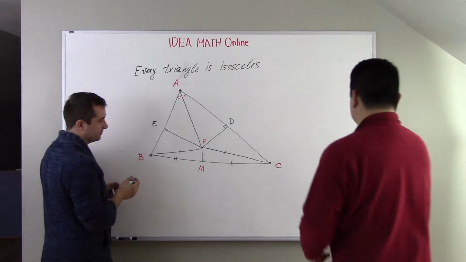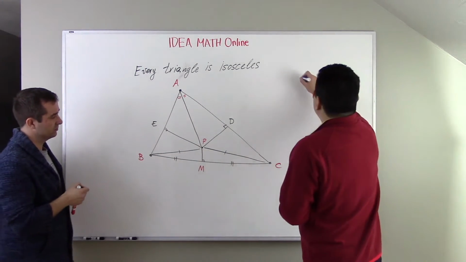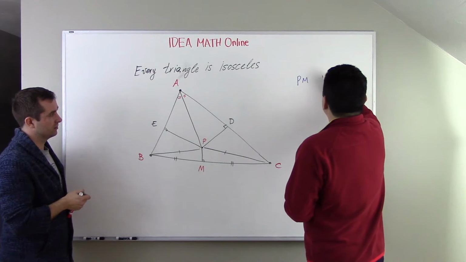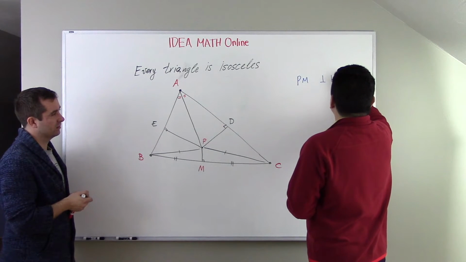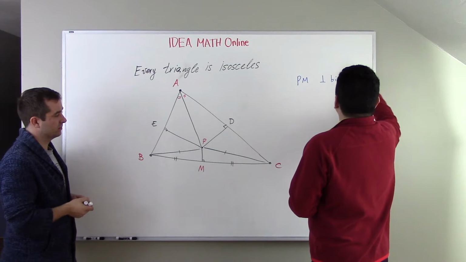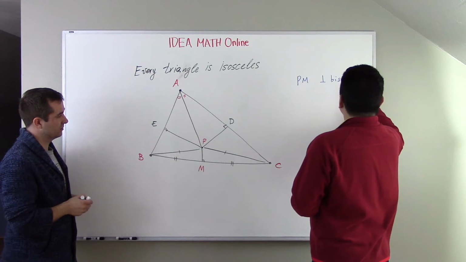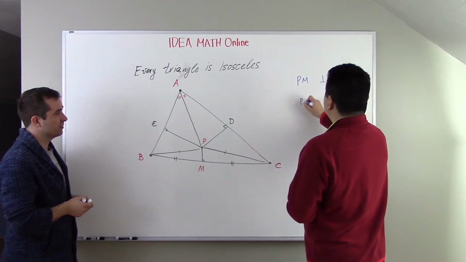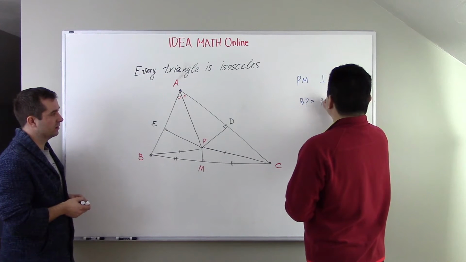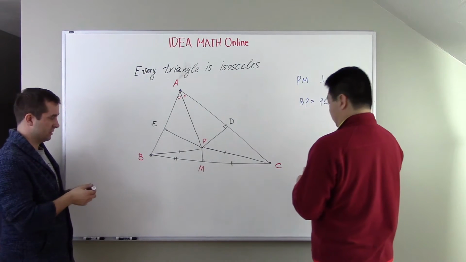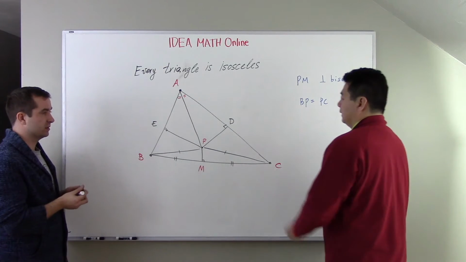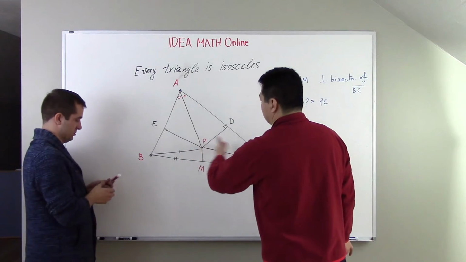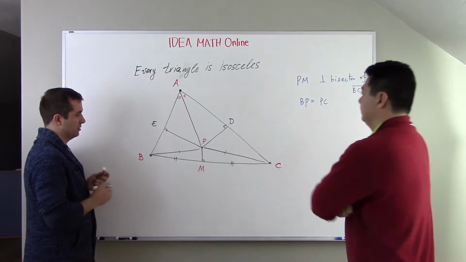Let me write this down. PM is the perpendicular bisector of segment BC, right? So BP is equal to PC, because that's the meaning of perpendicular bisector. Everything on this perpendicular bisector is equidistant to the two ends.